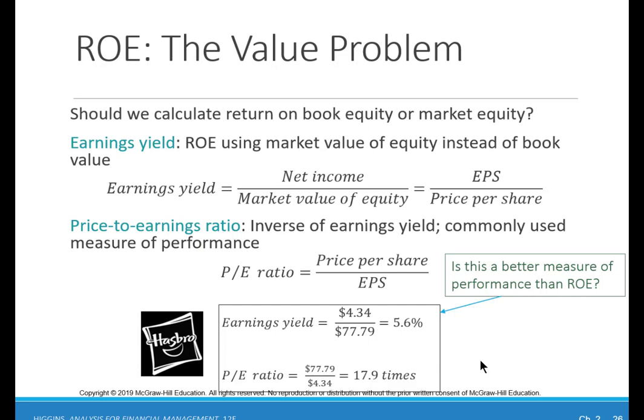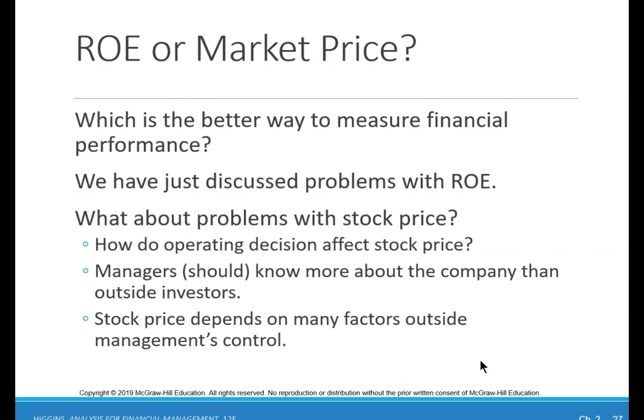Now, one of the questions we have about this is, what about the price, right? Are there any problems with using price in these ratios? And of course, there are, right? The price changes frequently, right? So what is best to use, right? So, how do operating decisions affect the stock price? Of course, they're going to make it move, right?